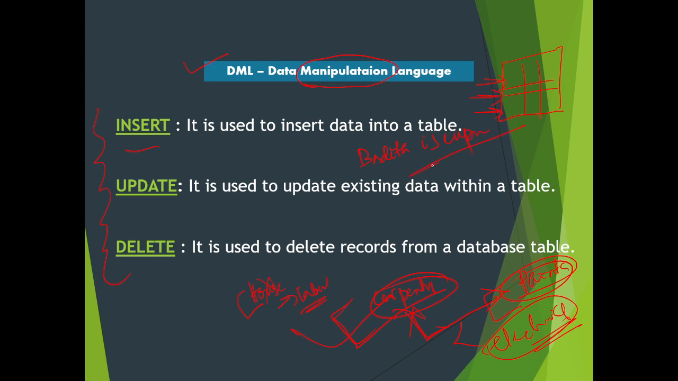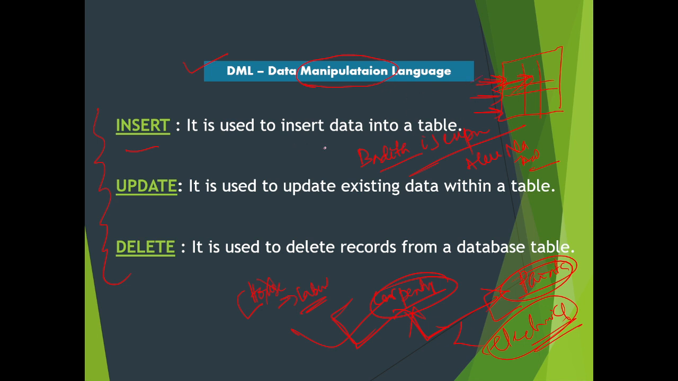Suppose Bandita is employed in our company. I will be capturing all her details like name, address, Aadhaar, PAN, everything, and I will capture everything in my table. Suppose she is a new employee. I have to capture all the information about her, and then I'll keep it in the database or table.